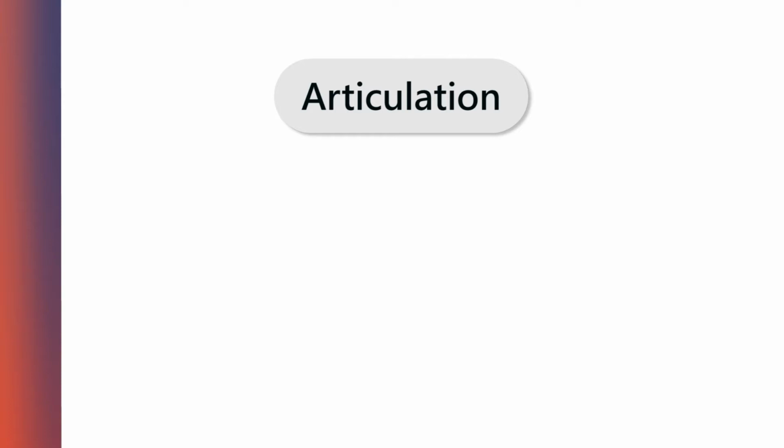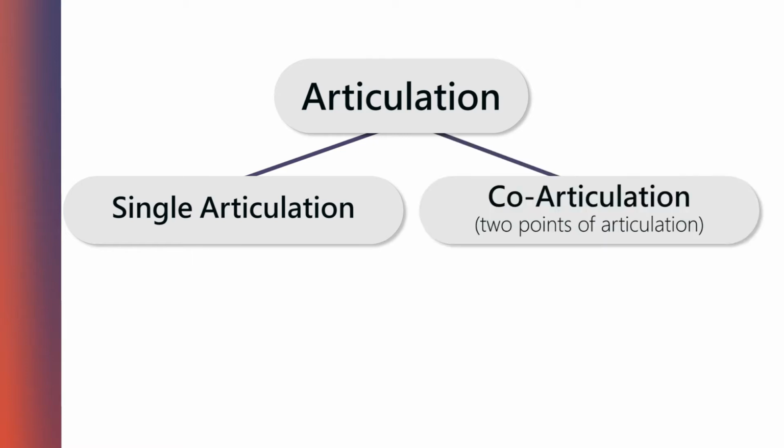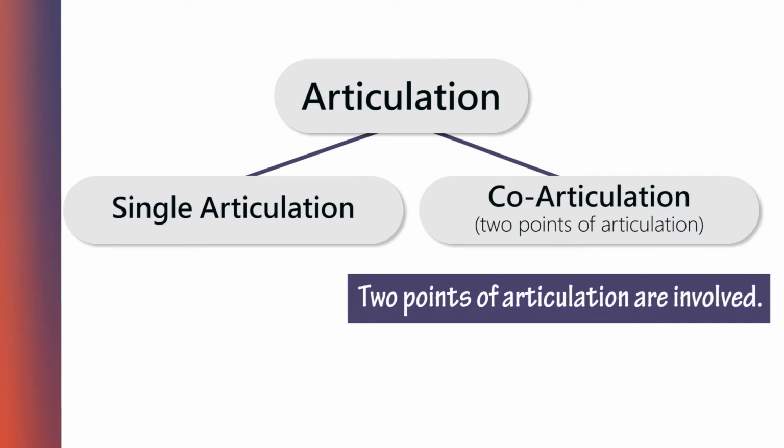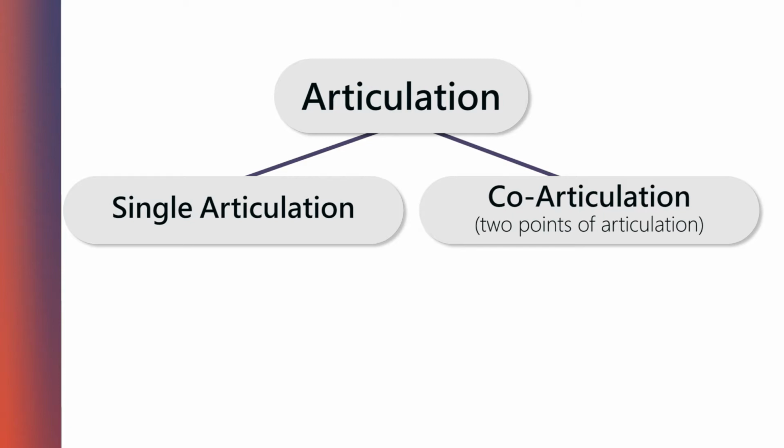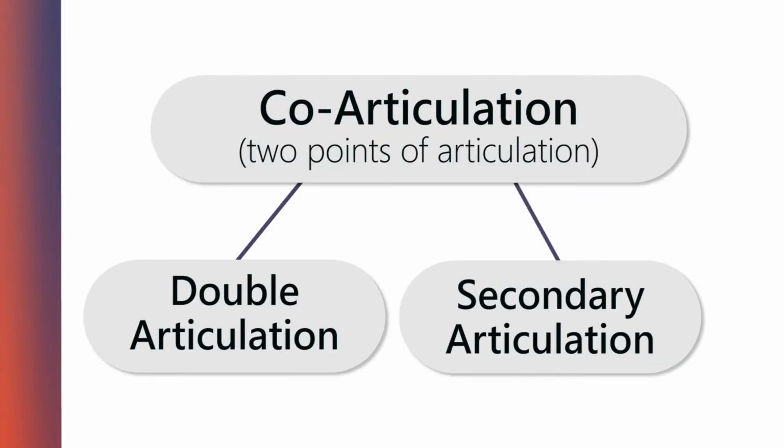Could there be more than a single place of articulation involved? Yes. When there are 2 points of articulation involved, that is called co-articulation. Co-articulation means the 2 points of articulation are functioning together. Co-articulation itself is divided into 2 kinds of articulation: double articulation and secondary articulation. What I'm going to cover today is secondary co-articulation or secondary articulation.